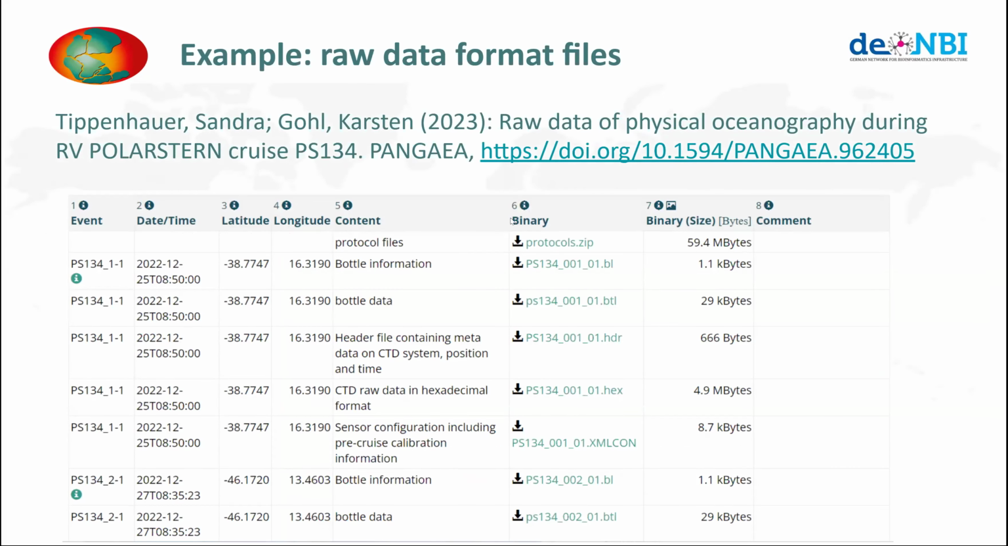Another common type of binary data are raw data formats. Again, in the data table, you can see these were coming from different events, like different stations of Polarstern. For each of the stations, you have several raw data types, for example for physical oceanography. You also have a content column, which provides basic information on what the content of the individual files is.